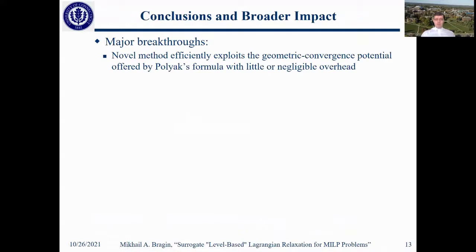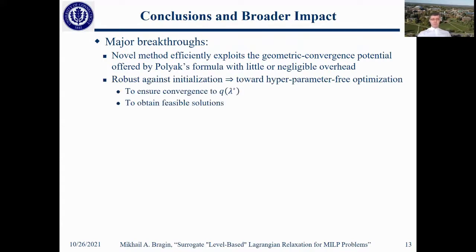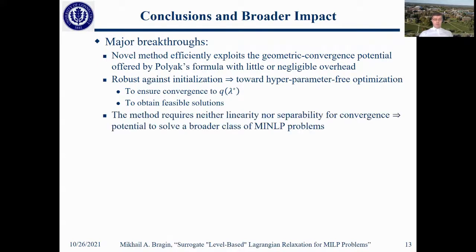In conclusion, the major breakthrough is that the novel method efficiently exploits the geometric convergence potential offered by the Polyak's formula with little or negligible overhead required to solve the auxiliary problem. What I found out is that the method is robust against initialization. I am cautiously optimistic that we're moving toward hyperparameter-free optimization to ensure convergence in the dual space as well as in the primal space to obtain good feasible solutions.